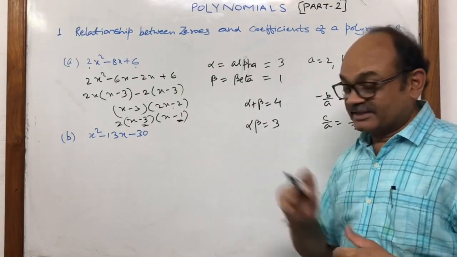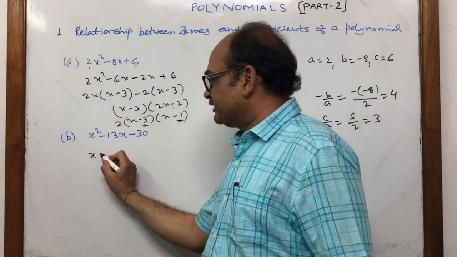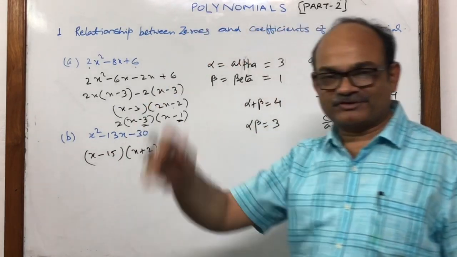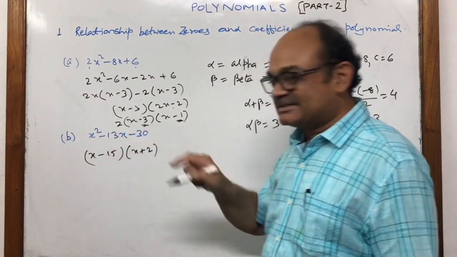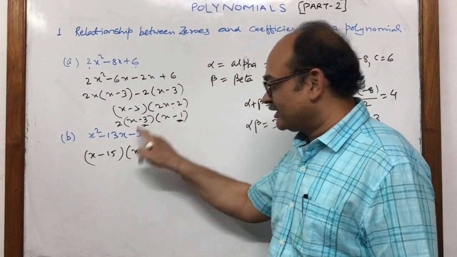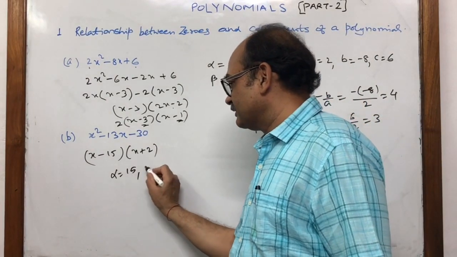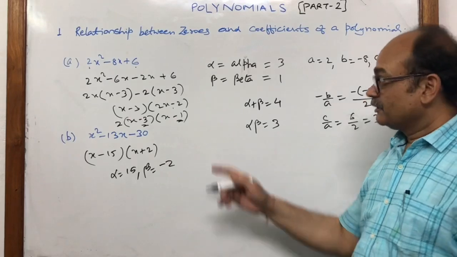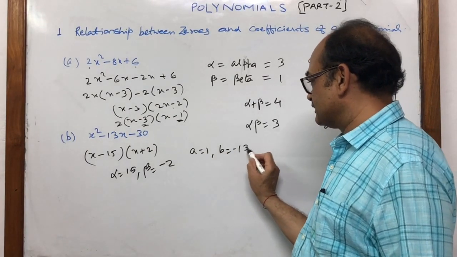Now we prove it once again for the second sum. Factorization. Directly I will write minus 15 plus 2, because you know from your class 9th, correct na? Minus 15 and 2 sum is minus 13, and minus 15 into 2 product is minus 30. So zeros are 15 and minus 2. Now we'll check. What is A? 1, B, C.